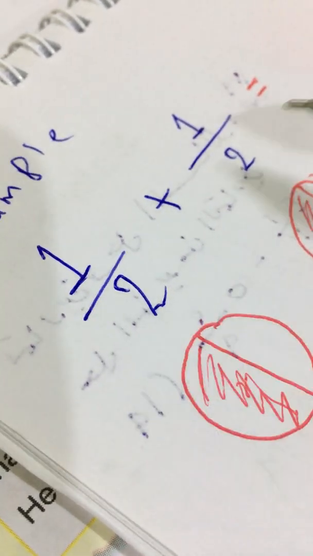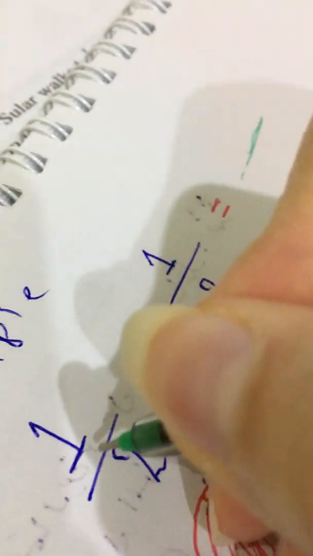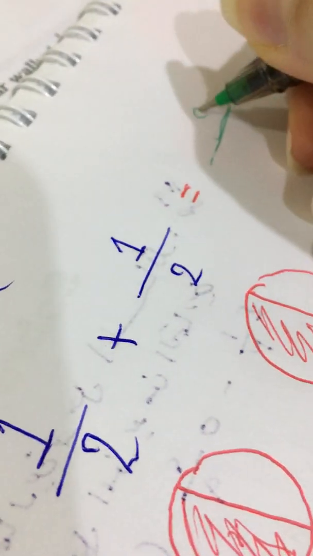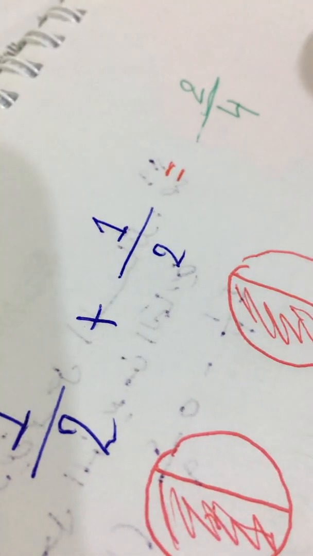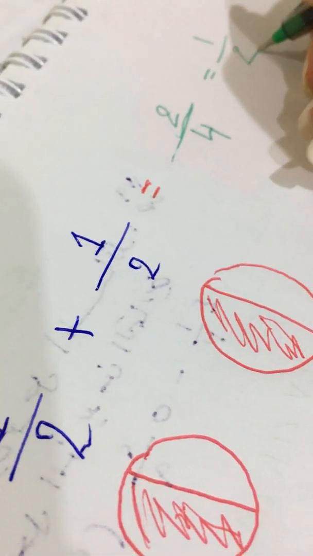With fractions with the same bottom number, we just add the top number, which means if we add the numerators, 1 plus 1 is 2, and if we add 2 plus 2 it is equal to 4. Look at this example, 2/4, which is actually equal to again 1/2.